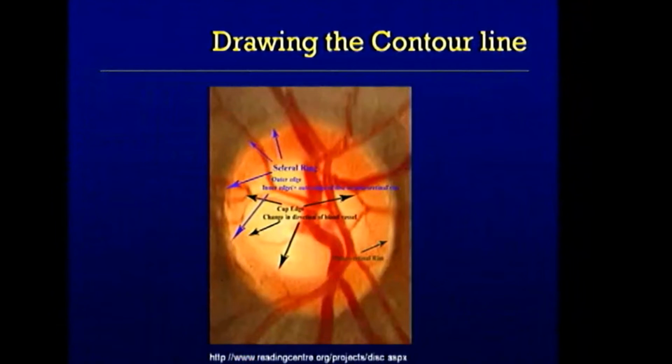And what you're aiming to do with your contour line is delineate the outer margin of the rim, okay? Not the scleral ring, which, if you get a bit of peripapillary atrophy, you can actually overestimate the rim area.